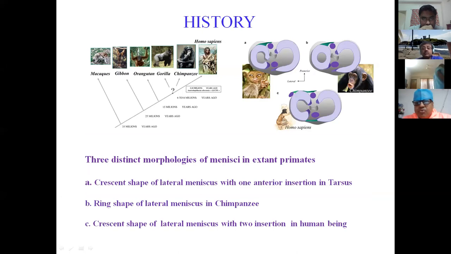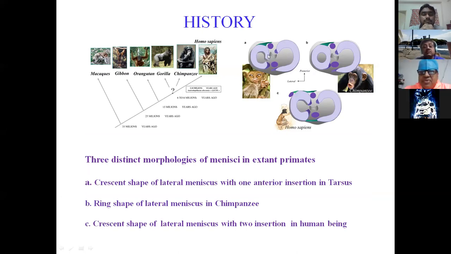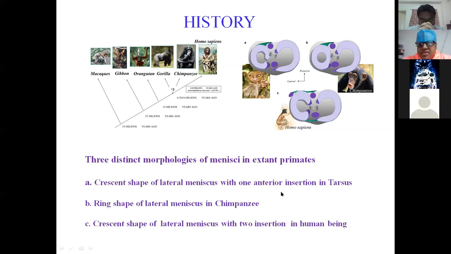Everything has a history. What was the primitive picture of the meniscus? You can see this one. There was only one insertion, on the tarsus. This is the lateral meniscus of the chimpanzee, and it is circular in shape. But in the human, the lateral meniscus has two insertions, an anterior insertion and a posterior insertion, so it is crescent shape. Initially, it was in the tarsus, with one insertion.